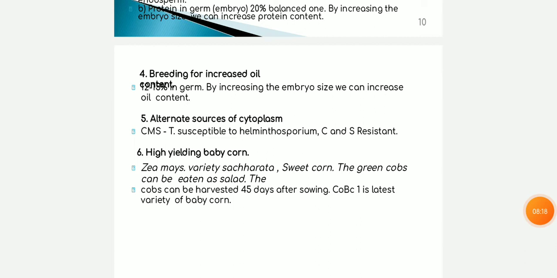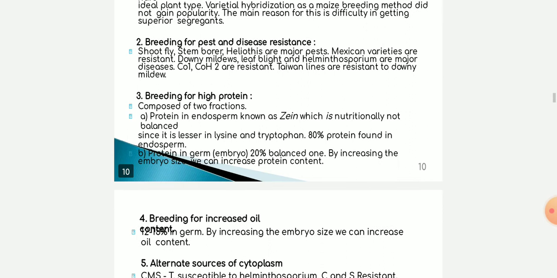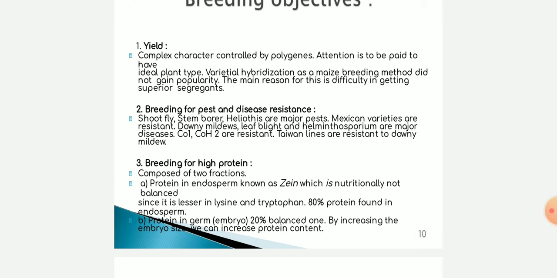These are all the breeding objectives related to the maize crop, and it also includes various characters or breeding objectives you can implement or apply in a breeding program.